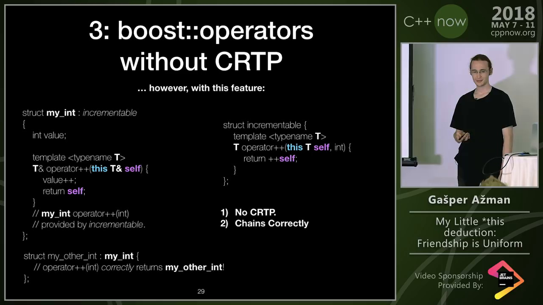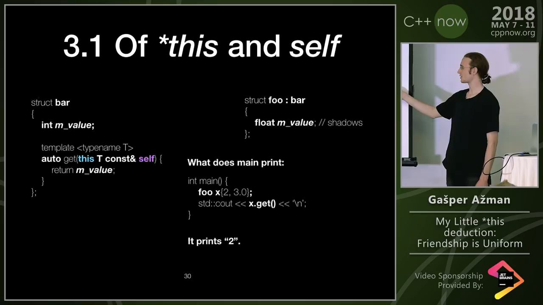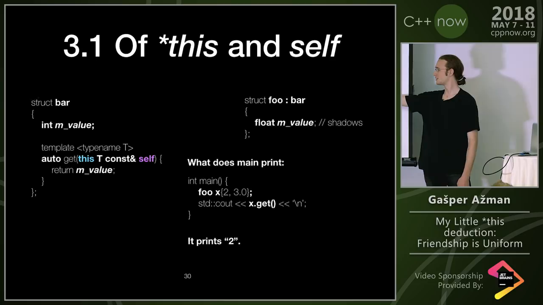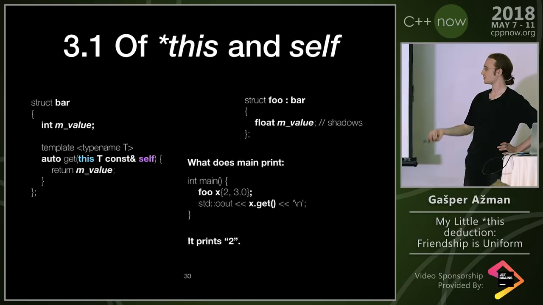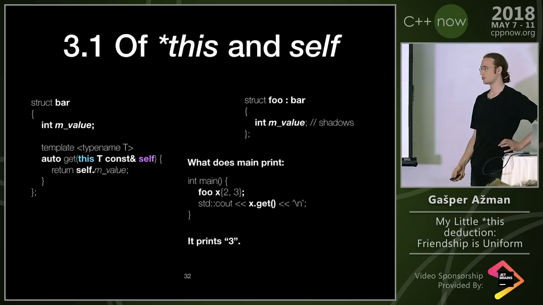So the cool thing is it chains correctly, right? This prints two, right? Because if you have bar, and foo inherits from bar, and they have m value, if you have x get, get is implemented in terms of the implicit this parameter, it would print two, because bar is a base class. We initialized it with two. Yes, this is the same thing as this. This prints two. But if you said self.mValue, it would print three, right? So that's the point. We are not changing the meaning of this or implicit access.